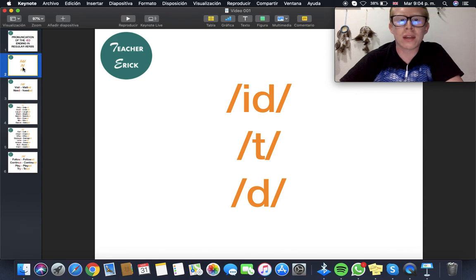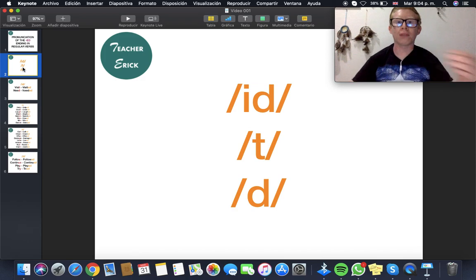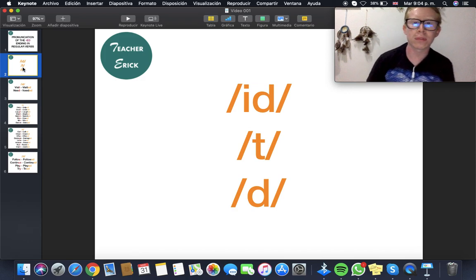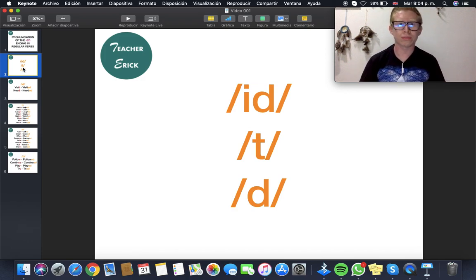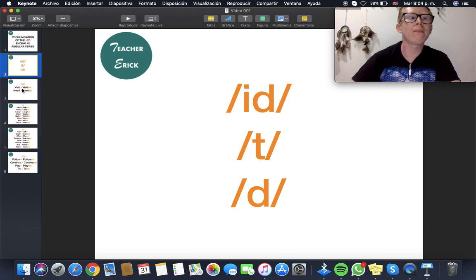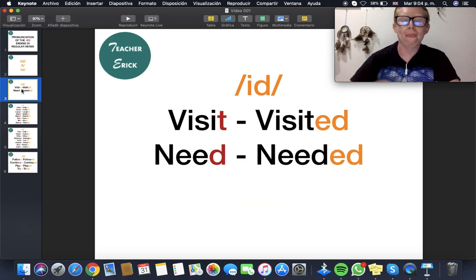We have id, t, d. Let me repeat that for you. Id, t, d. Well, we have these three pronunciations, but when am I going to use each of these pronunciations? Well, let me show you.